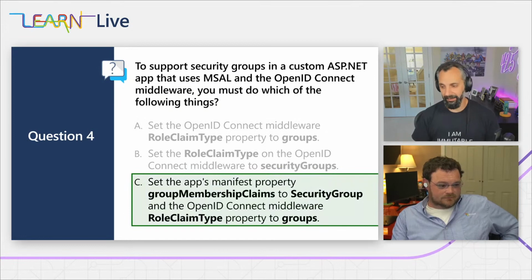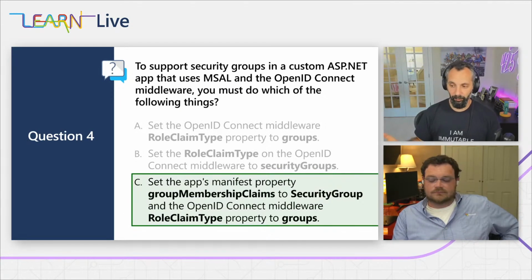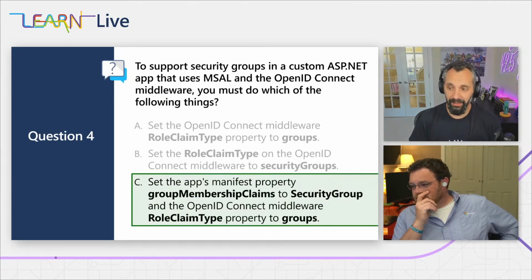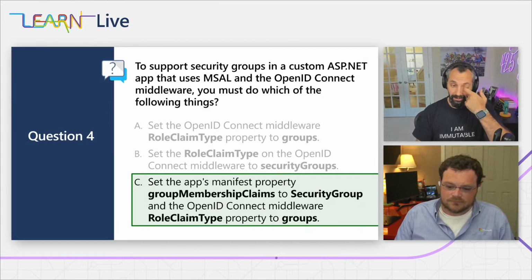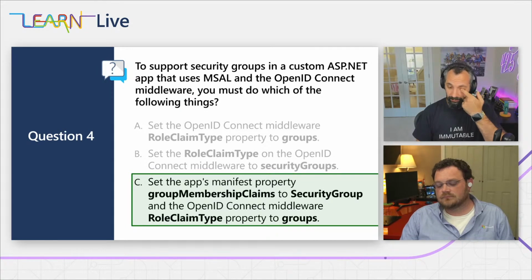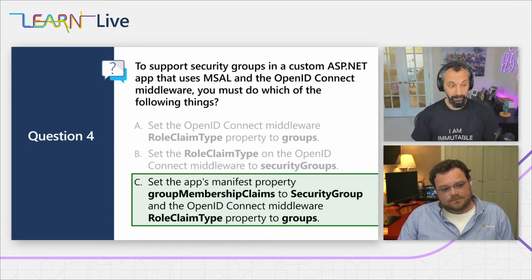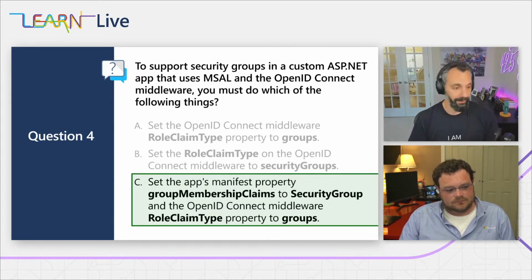Now we didn't follow that exact pattern because, again, we use roles rather than groups in our application. But if you were to work directly with groups, then you would have to do this change in your OpenID Connect middleware in Microsoft Identity Web. So something to be aware of, I guess. But you were absolutely right.